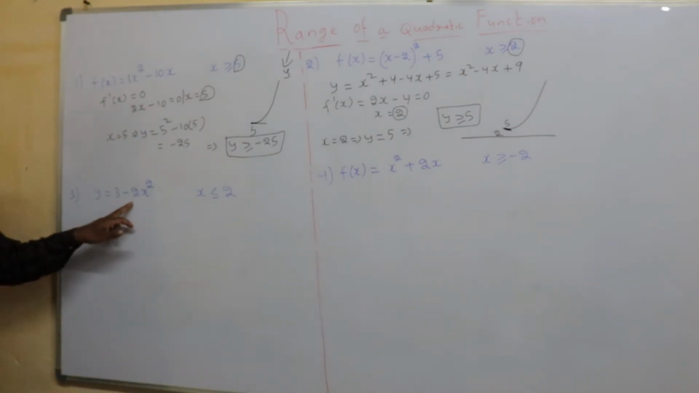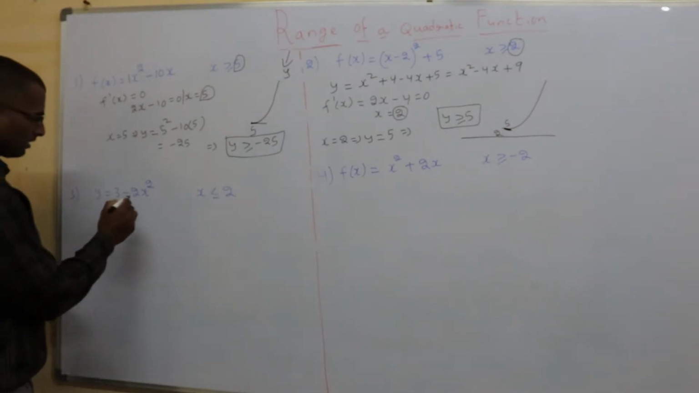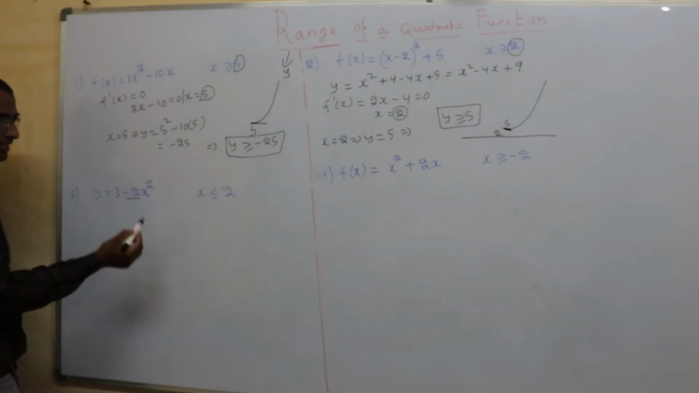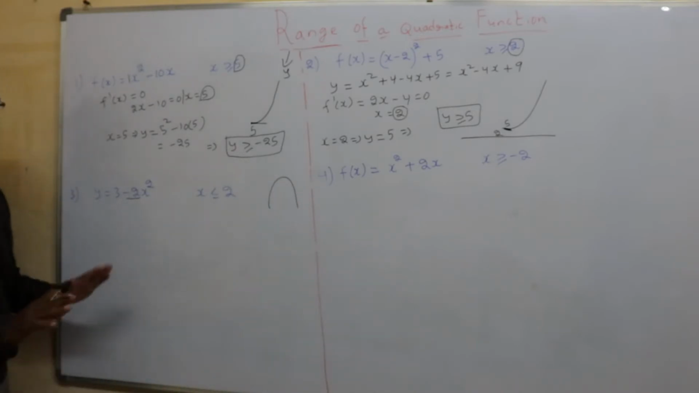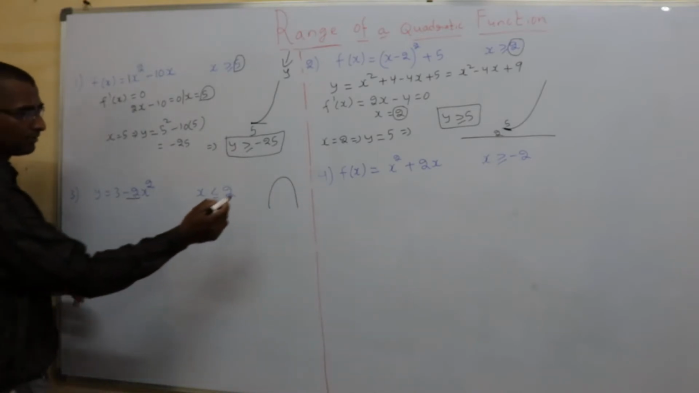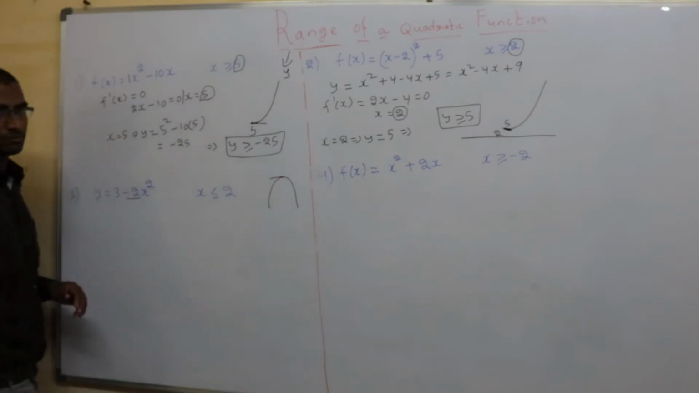Next one. Now if it is 3 minus 2x squared, the sign before x squared is negative, so I know that my graph I get in this way. That's the first thing. Next, I need to find out this turning point.